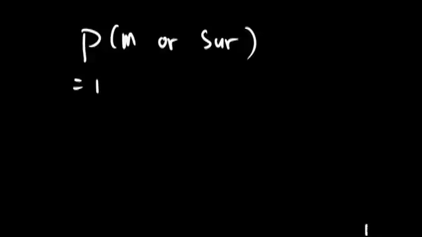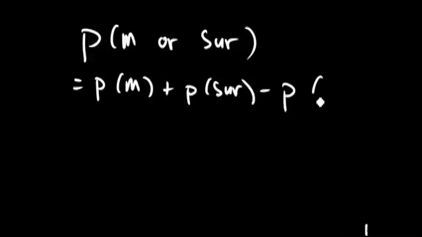If you select a passenger at random and you ask what's the probability it's a man or a survivor, we use the addition rule. The probability you select a man or a survivor is the probability that you select a man plus the probability you select a survivor minus the probability it's both a man and a survivor.